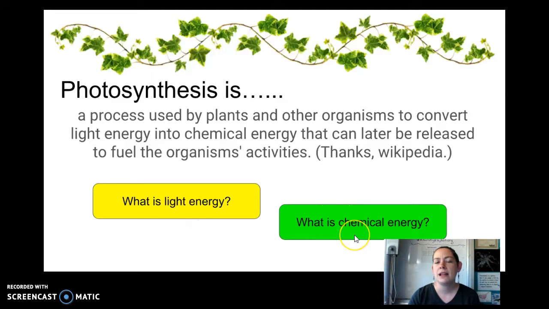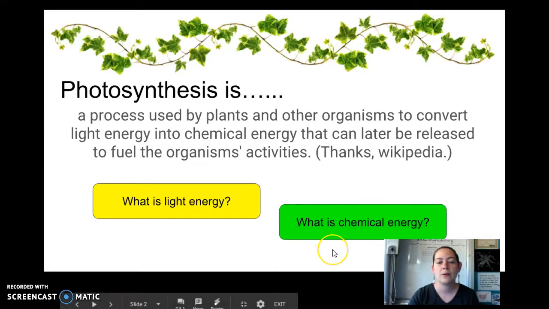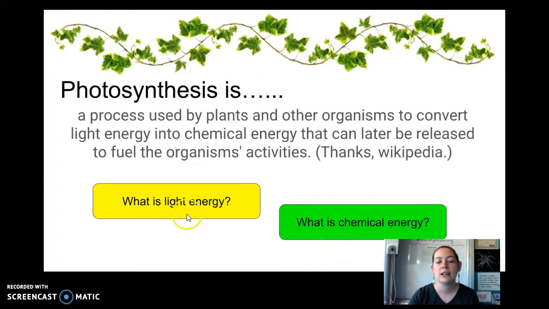So what is chemical energy? Well, that's the energy that's stored in the bonds of chemical compounds. So anytime you have a bond between two atoms that makes up a chemical compound, those bonds have an energy stored in them. And so plants can use photosynthesis to turn the sun's energy into chemical energy in food.